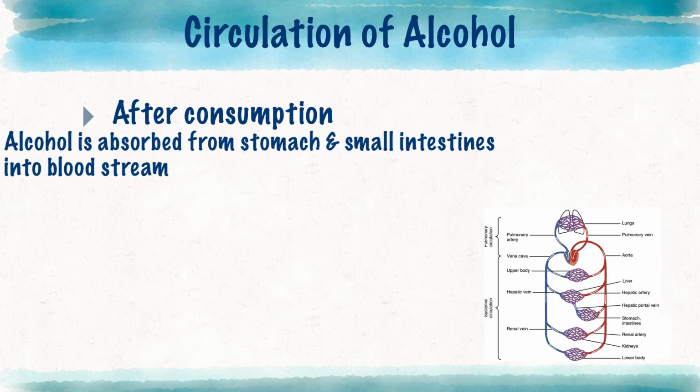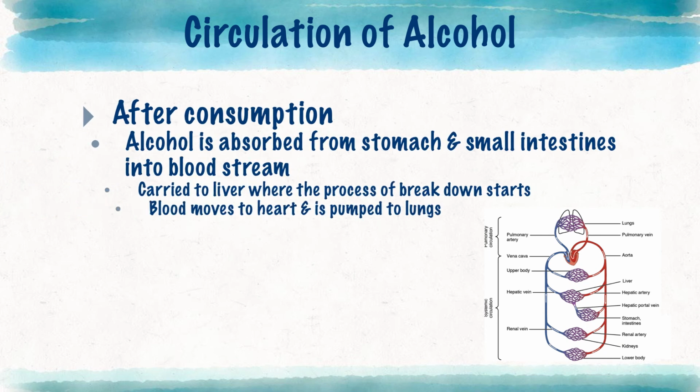If we look at the circulation of alcohol, after consumption, alcohol is absorbed from the stomach and the small intestines into the bloodstream. It is then immediately carried to the liver, where the process of breaking down starts. From the liver, it then moves to the heart and is pumped to the lungs, as well as to the other parts of the body.